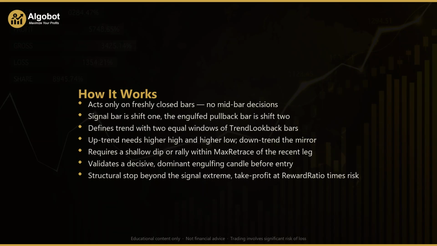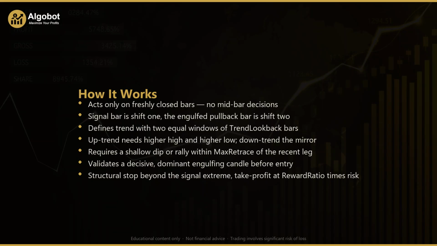Next comes structure. The EA scans two equal windows, each TrendLookback bars long, 8 by default. The recent window covers the most recent bars, and the past window covers the block before it. An uptrend is confirmed only when the recent window makes both a higher high and a higher low than the past window. A downtrend requires the exact opposite, a lower low and a lower high.